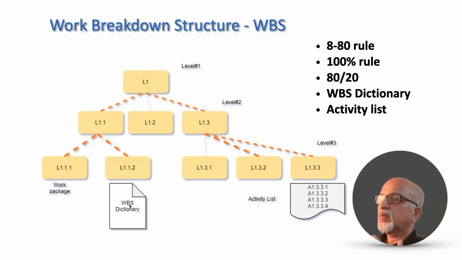The WBS dictionary we already discussed, because at a work package level, we have another documentation which provides additional information about the work packages. We call it the WBS dictionary. It may have start date, end date, predecessor activities, successor activities, the quality standards that must be followed while performing it, etc.